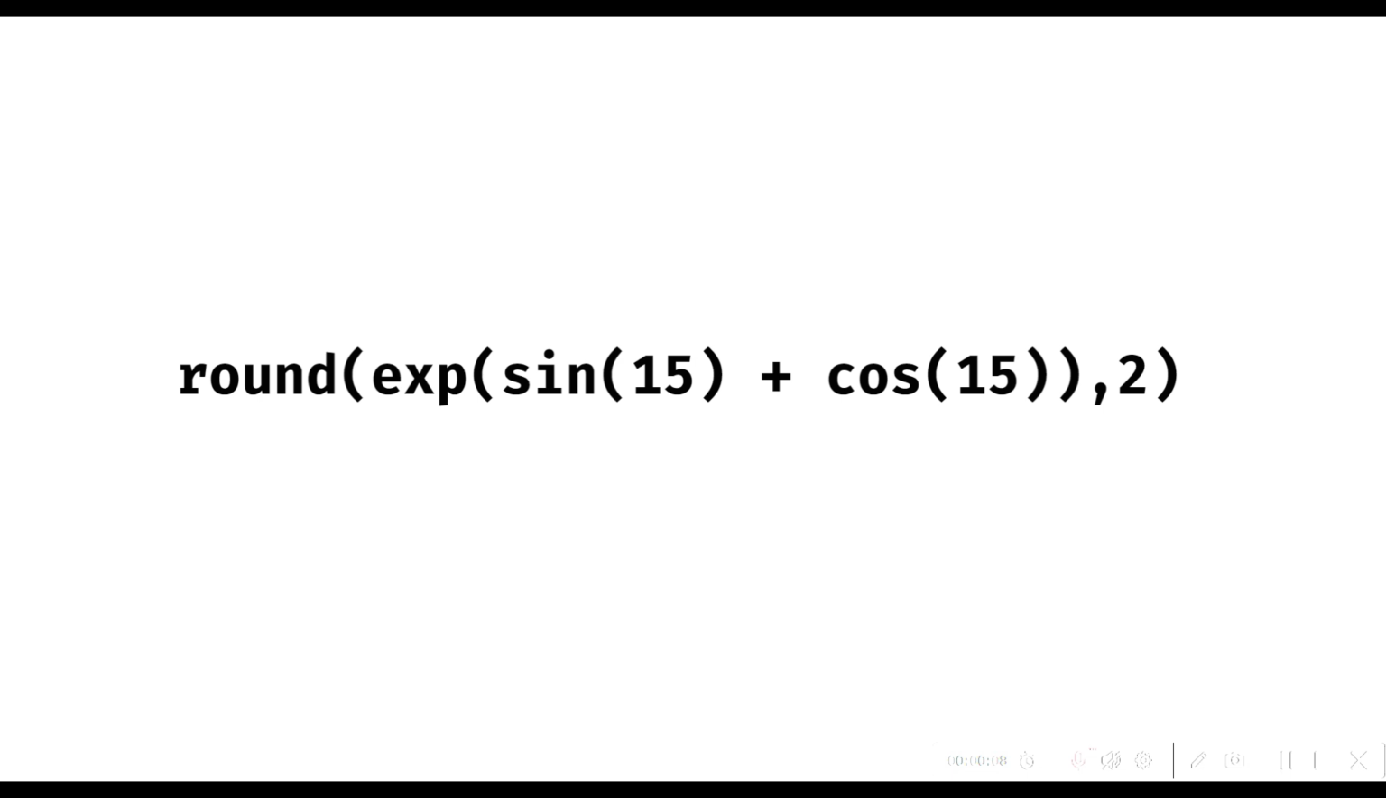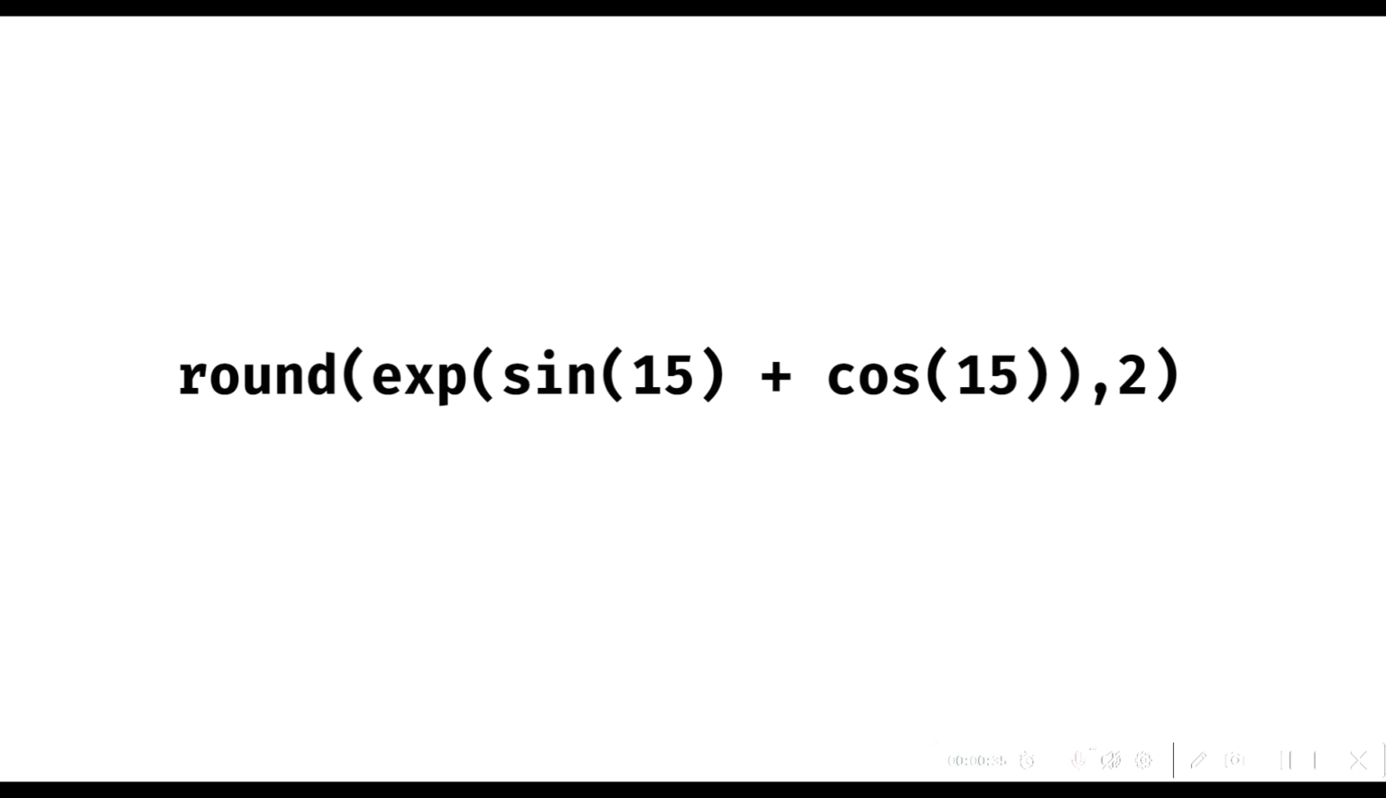Fine, so in this video we will learn a very important concept in R, the objects. In R, the objects are the variables in which you can store the data. For example, let's say you are working on this expression. This expression calculates the exponential of the sum of cos and sine values and rounds it up to 2 decimal places.